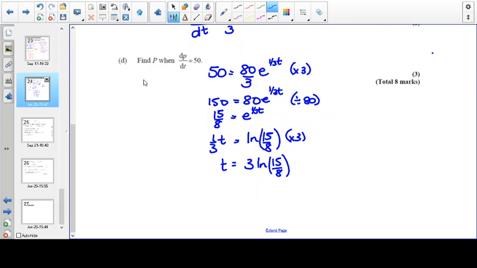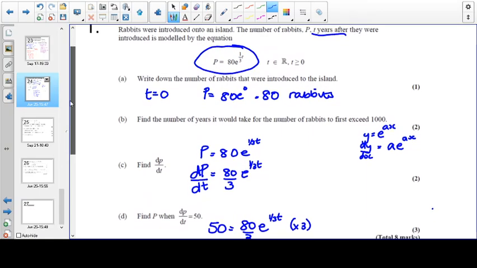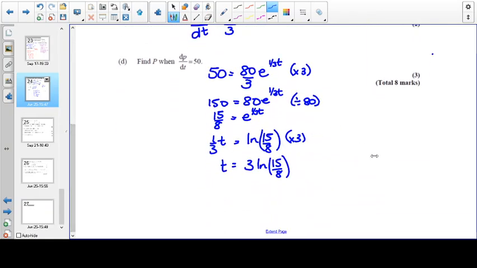We need to know what p is. So I'm going to substitute that back into the original equation. It's just like finding a y coordinate when you've worked out the x coordinate. So p equals 80 e to the third t, and I'm going to substitute t into that, so it's 80 e to the power a third times 3, which is 1, log 15 over 8.